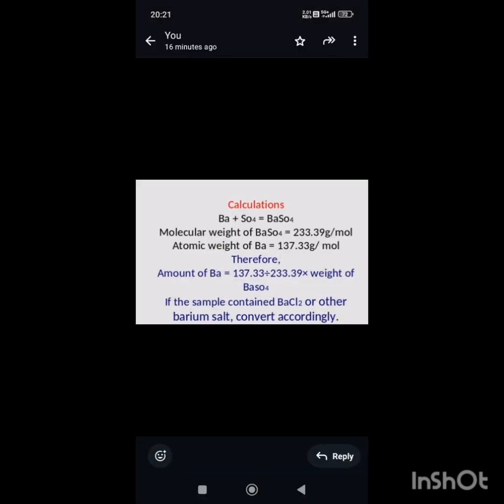Calculations. Ba2+ plus SO4 2- gives BaSO4. Molecular weight of barium sulfate is 233.39 grams per mole. Atomic weight of barium is 137.33 grams per mole. Therefore, amount of barium is equal to 137.33 divided by 233.39 times the weight of barium sulfate. If the sample contained barium chloride or another barium salt, convert accordingly.